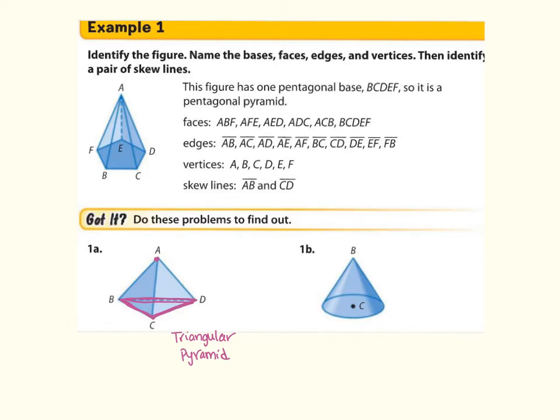This is a cone because the base is a circle. And even though it doesn't look like a circle right now, it looks like an oval. It's just perspective of 3D drawing. Okay?